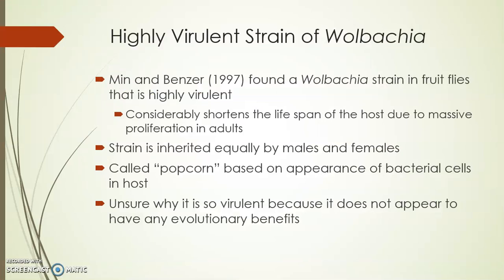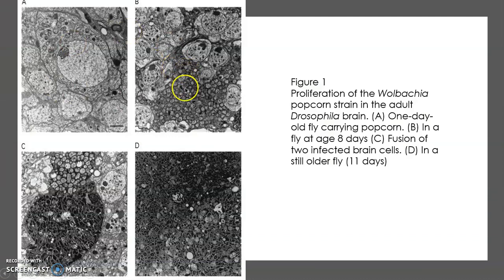The other unique case is the highly virulent strain of Wolbachia, and this was found in a certain species of fruit flies, and it considerably shortens the lifespan of the host due to massive reproduction in adults. And even though this strain was found in both larvae and adults, it did not start reproduction until the organism became an adult. The strain is inherited equally by males and females and was called popcorn based on its appearance in the bacterial cells in the host. We are currently unsure why it's so virulent because it does not appear to have any evolutionary benefits. And here's just a picture from that study of the host brain cells, and you can see how the bacteria just destroys the inside of the brain.